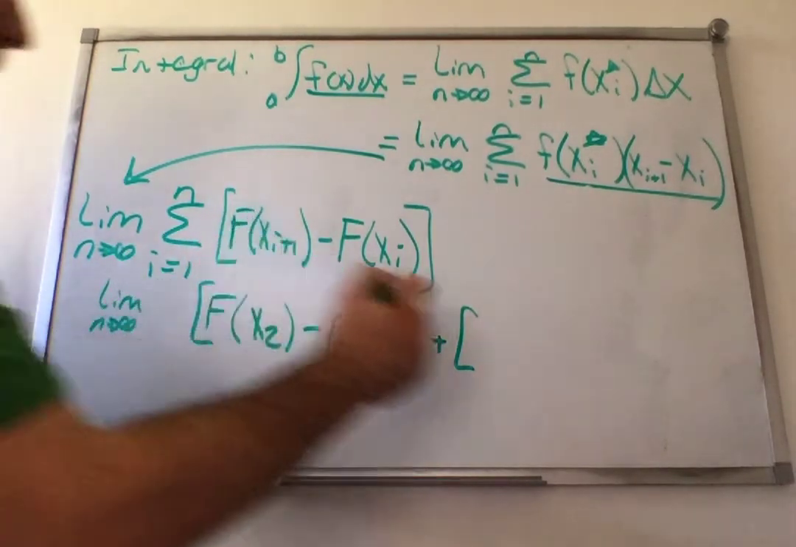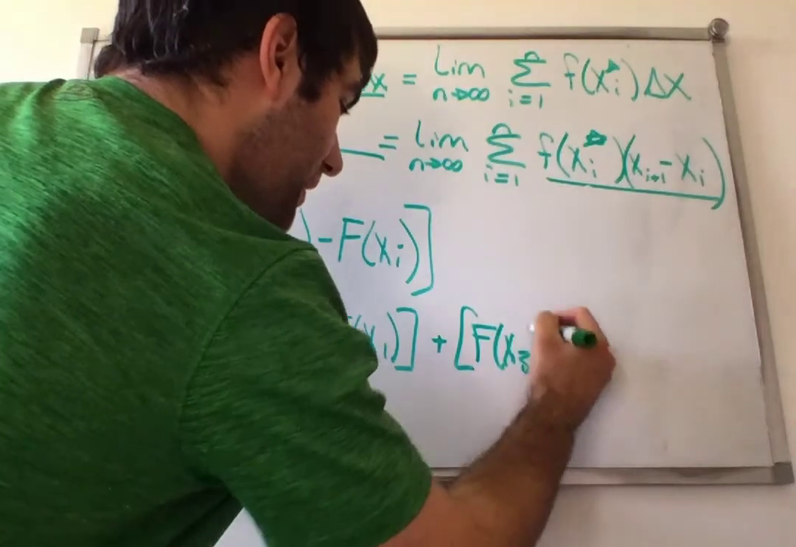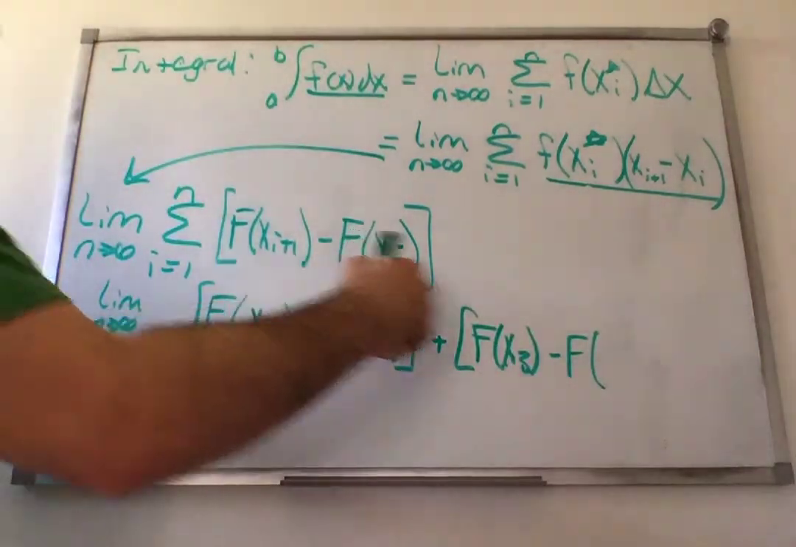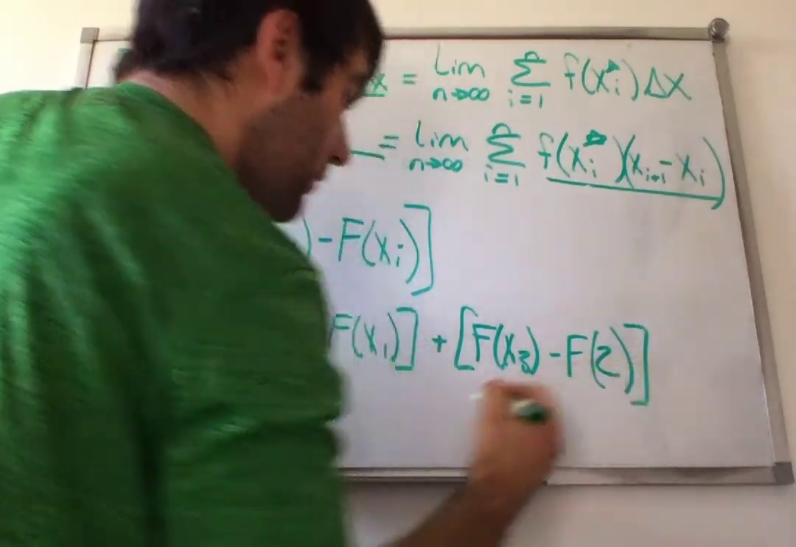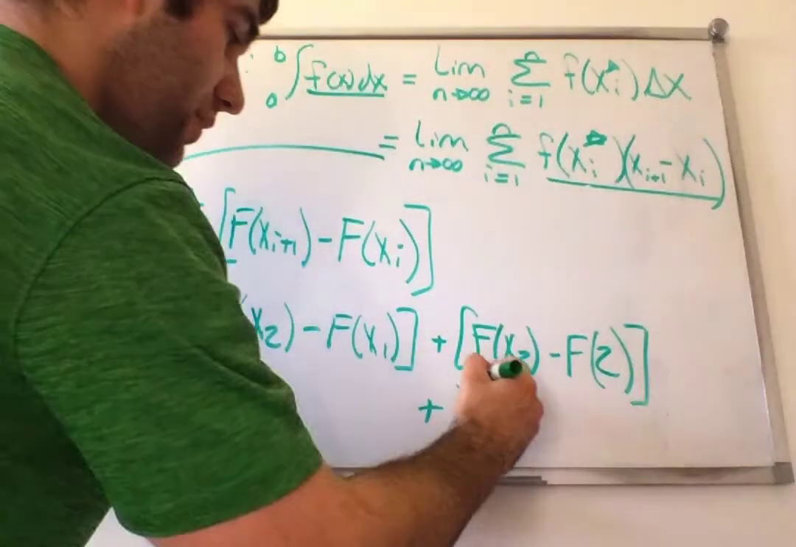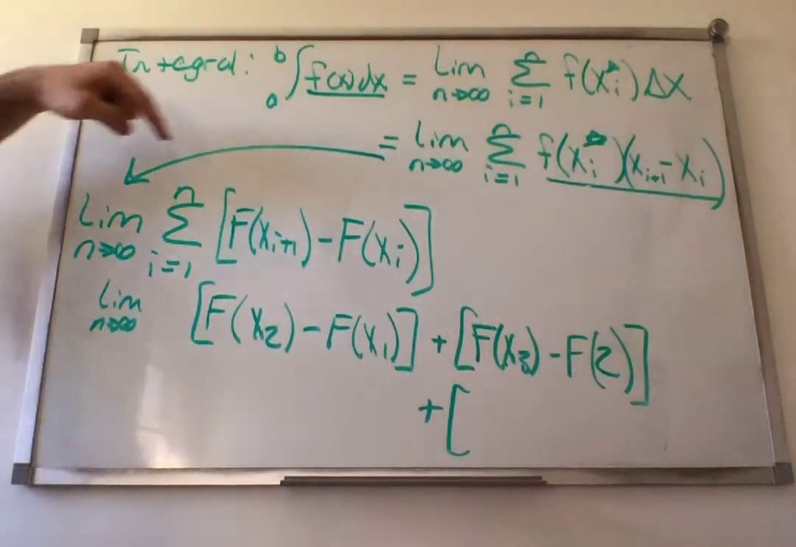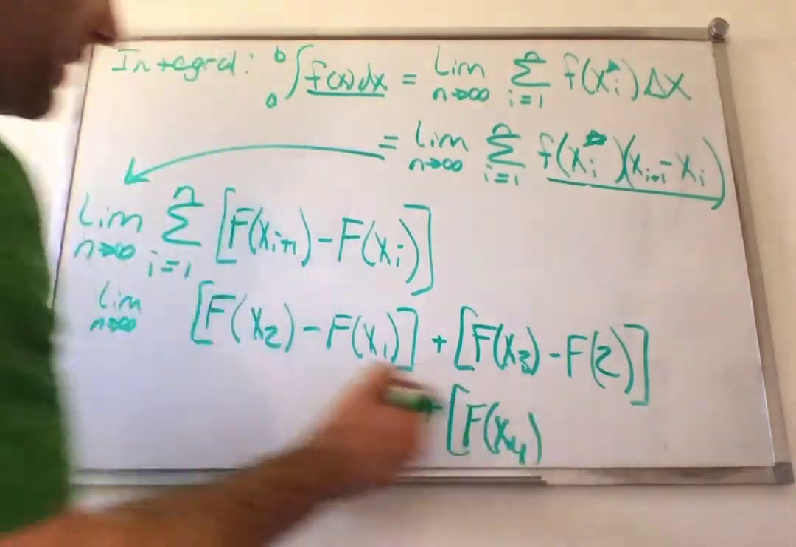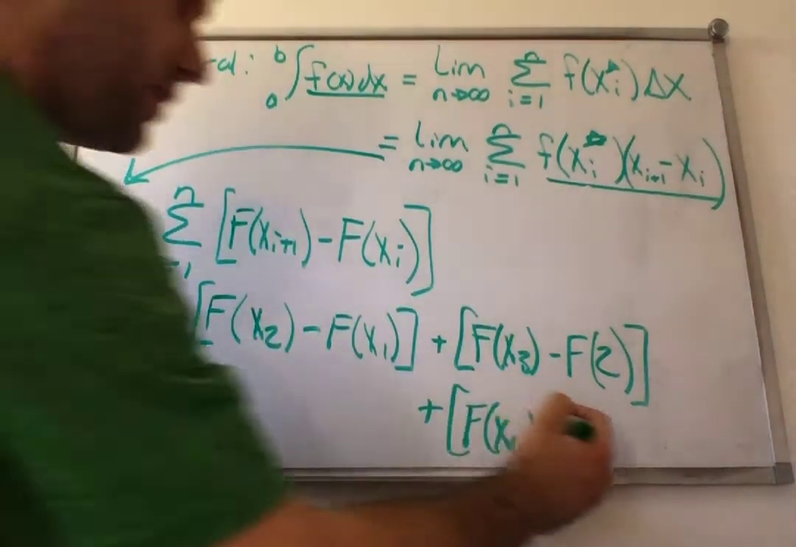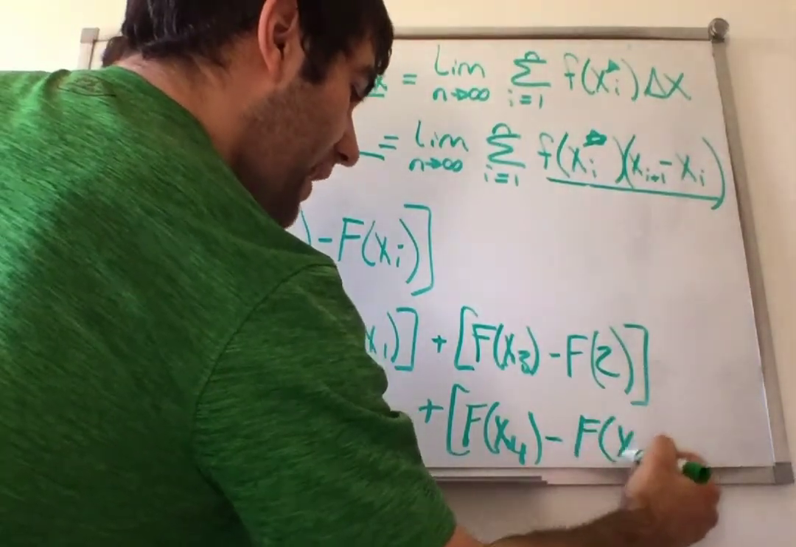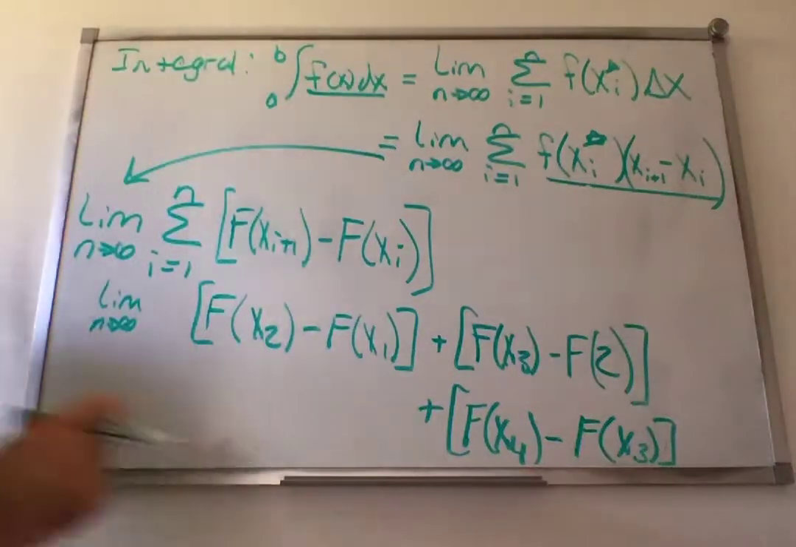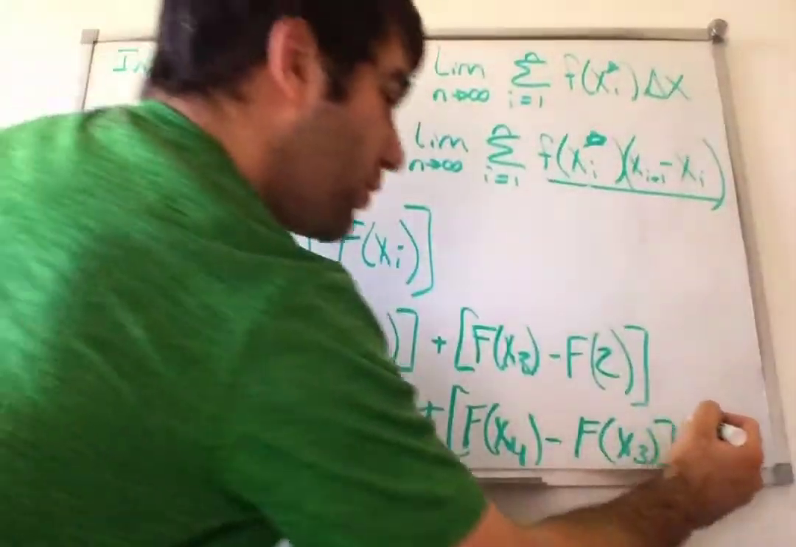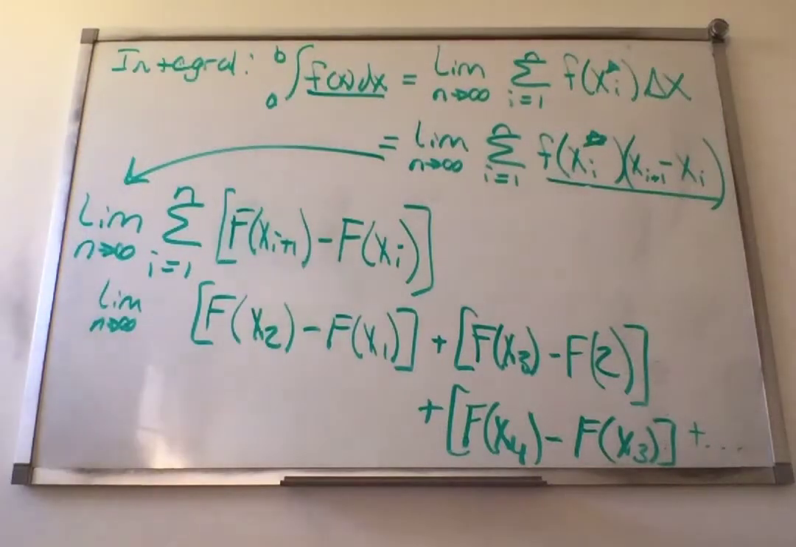2 plus 1 is 3, so this is big F of x_3 minus big F of x_2. Plus, let's do one more. If I plug in 3 now, you get big F of x_4, because 3 plus 1 is 4, minus big F of x_3. And then you continue on this sum. Remember, n goes to infinity. You continue on the sum until you get to the end.